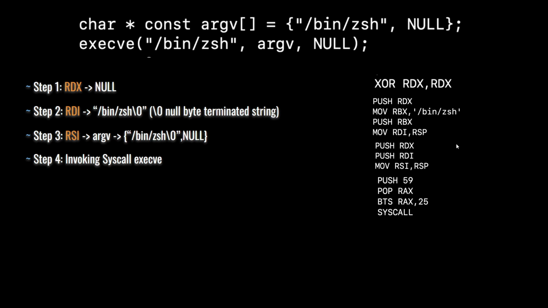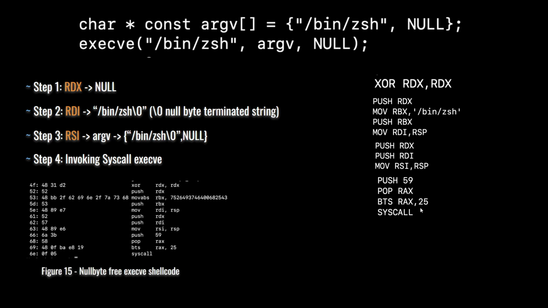And then finally we'll invoke the syscall for the execve function using the following instructions: push 59 being the syscall number for execve, and then we pop it into rax, change the 25th bit, and invoke the syscall. And we see that this is even null byte free. There are no null bytes here.